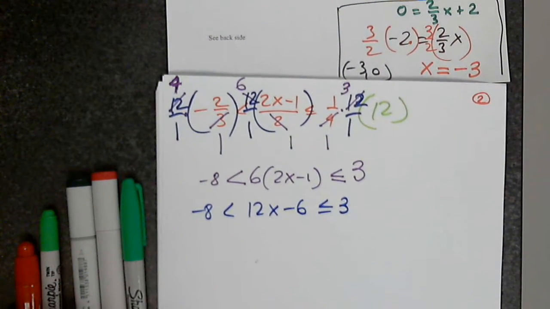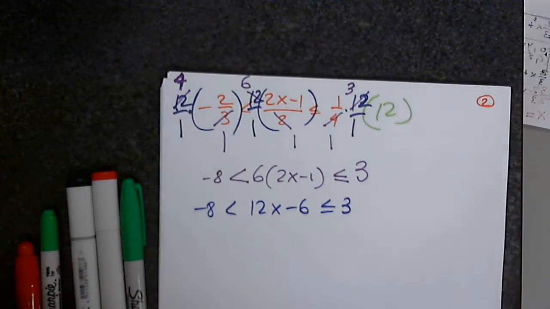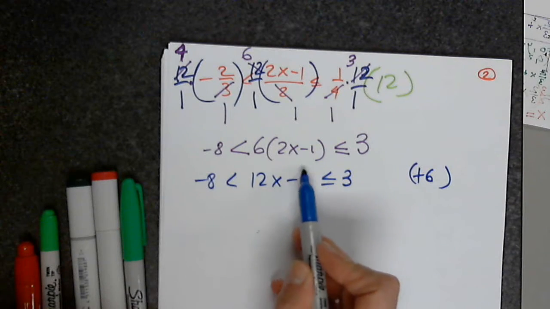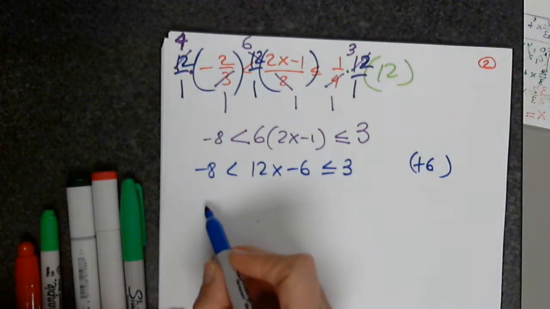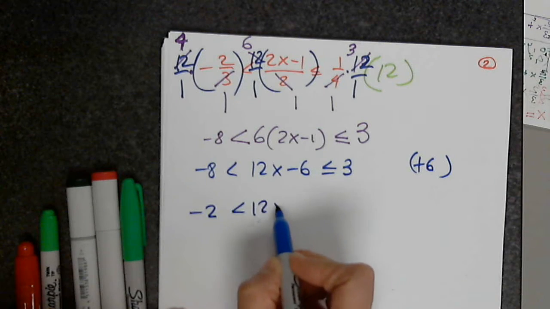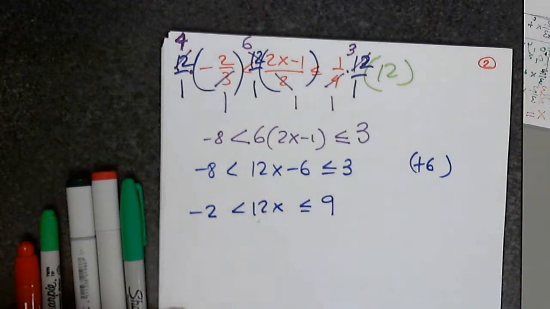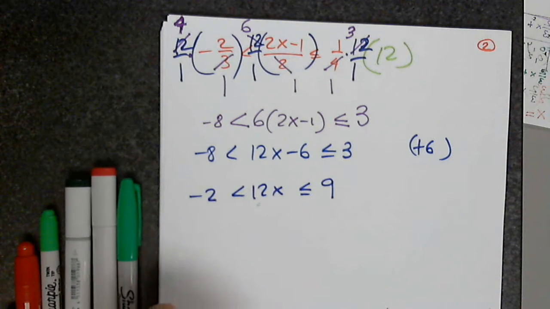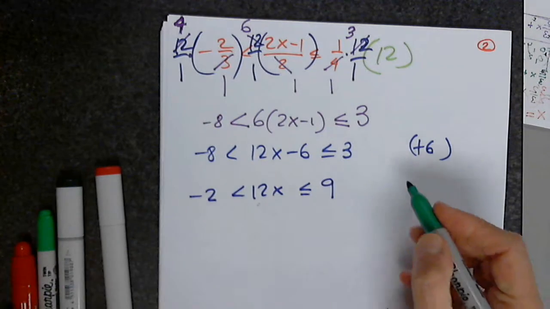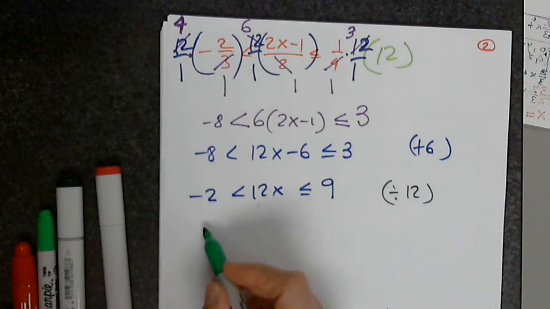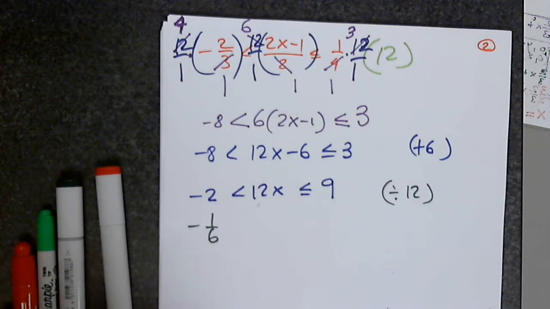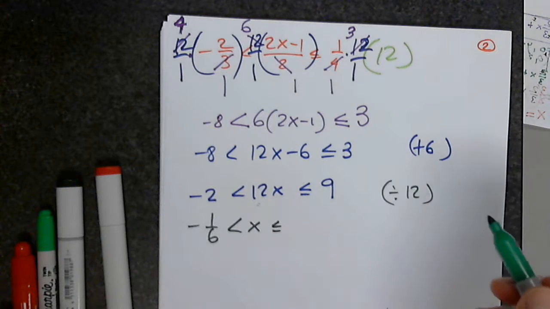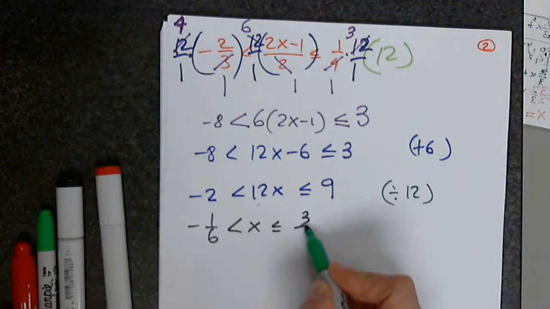The next step would be, yes, I have to add 6 because this is the weakest link. This has to go away. So then I have negative 2 less than 12x less than or equal to 9. And really the final step is to divide both sides, all three sides, by 12. So this is negative 1 over 6 because 2 over 12 is 1 over 6 and minus in front, less than x, less than or equal to 9 over 12. I'll simplify by 3 and I get 3/4.